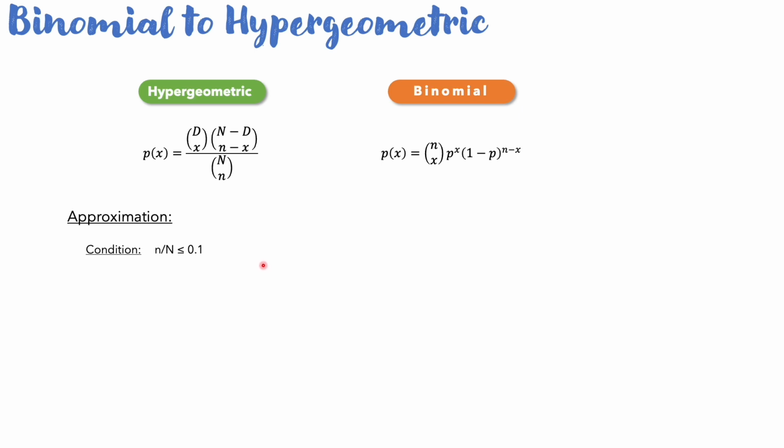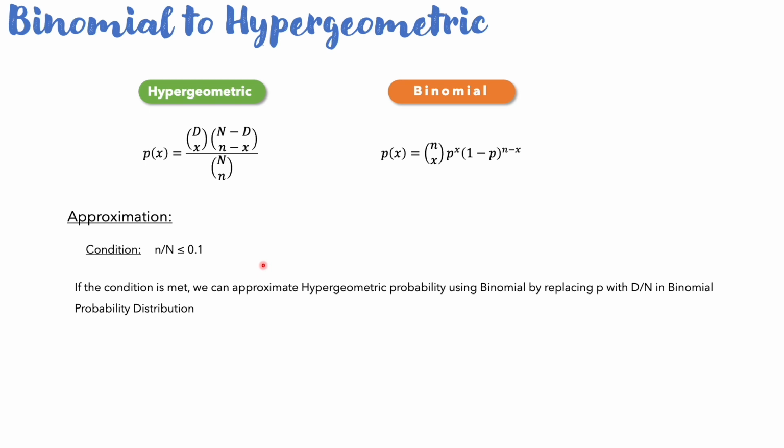Okay, if this condition is not met, our approximation will not be adequate and we will have huge errors in our approximation. Okay, how can we apply this approximation then? When this condition is met, meaning small n over capital N is less than or equal to 0.1, then we can approximate hypergeometric probability using binomial probability model, just by replacing this p with d over N in the binomial probability distribution, like this.